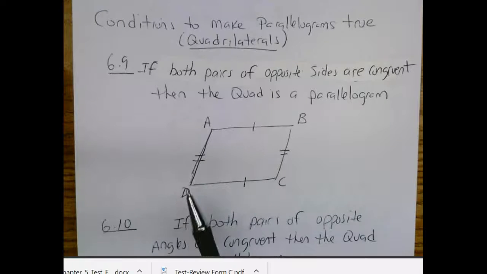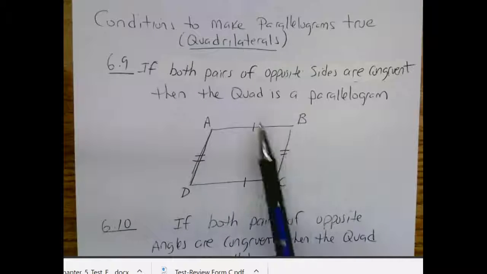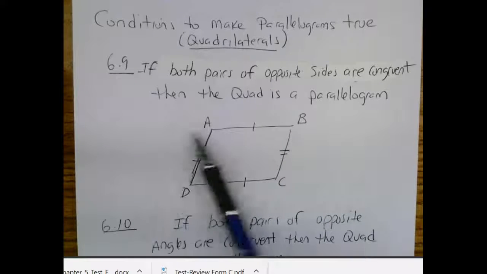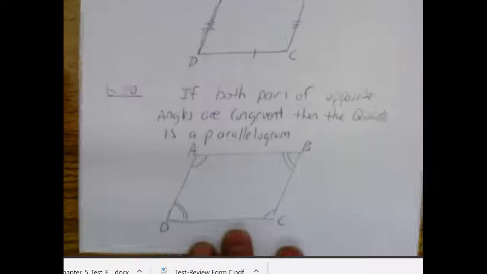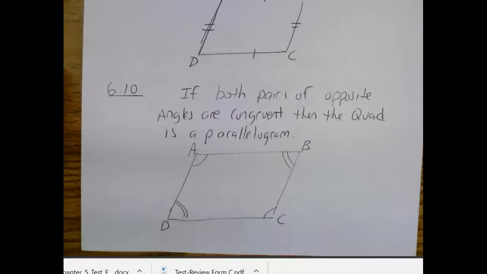So we either have to see these measurements, these ticks around here, and if the opposite sides are congruent, then we know it's a parallelogram. And we have 6.10. So the next one are angles. So if both pairs of opposite angles are congruent, then the quadrilateral is a parallelogram. So opposite angles, right? B and D, A and C, then we know that this is a parallelogram.